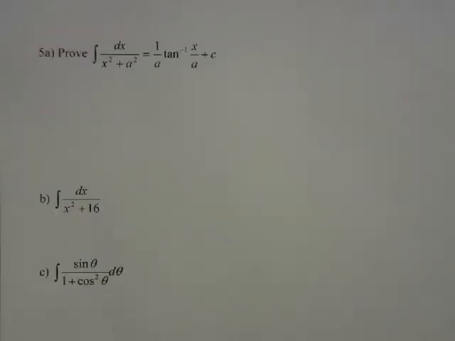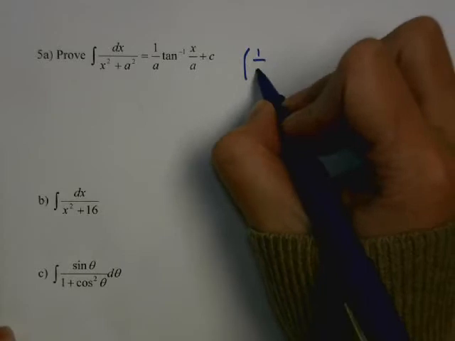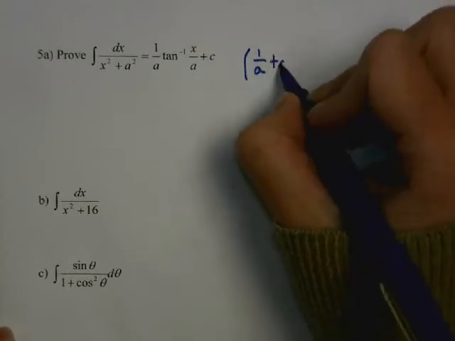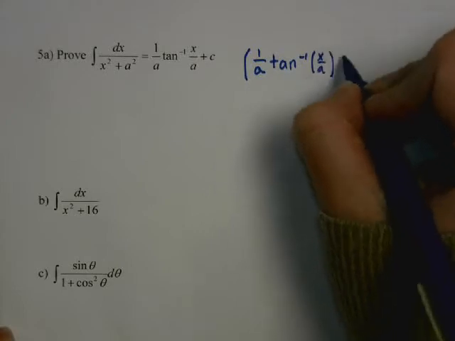All right, now we're going to prove that the integral of 1 over x squared plus a squared is 1 over a tangent inverse of x over a. We're going to do this again by taking the derivative of this.